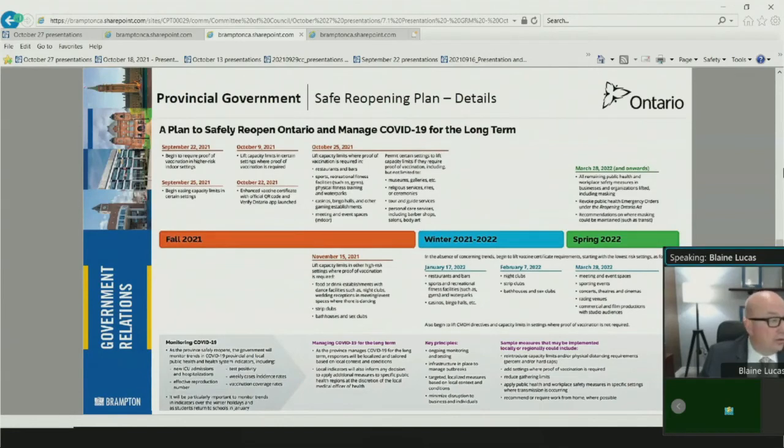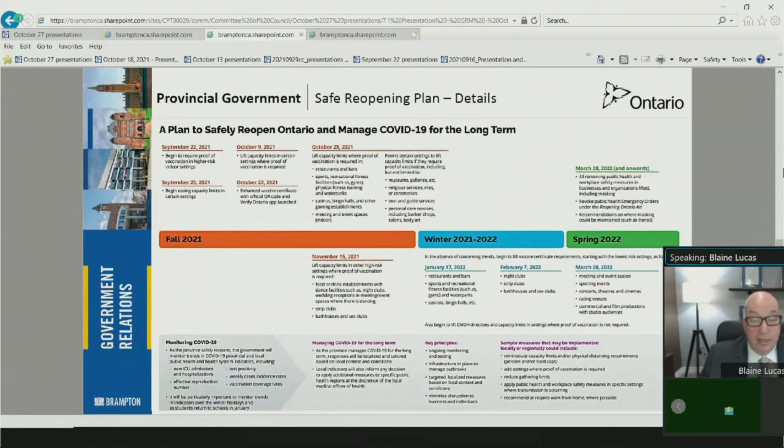And I'll go through these dates quite quickly because I do know that Mayor Brown will provide an update for his COVID-19 update today. But the key dates I just wanted to highlight were November 15th, with anticipated lifting of capacity limits in remaining high-risk settings where proof of vaccination is required. January 17th of 2022, gradual lifting of capacity limits in settings where proof of vaccination is required. And February 7th, when proof of vaccination requirements in high-risk settings are expected to be lifted as well.